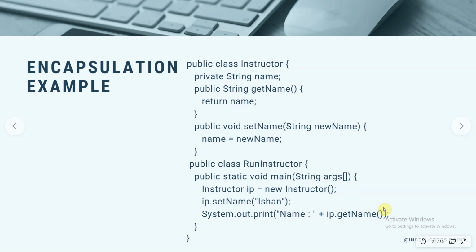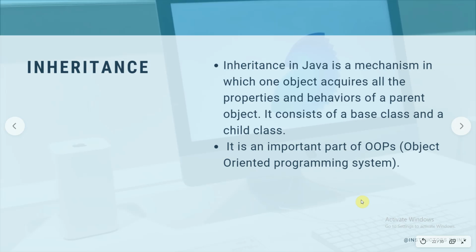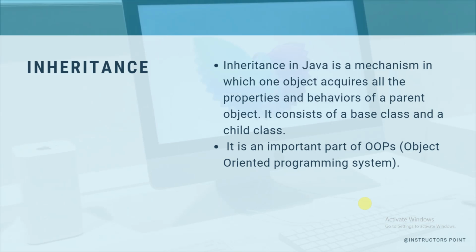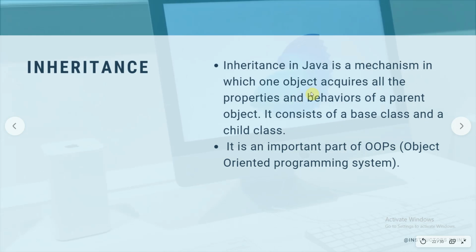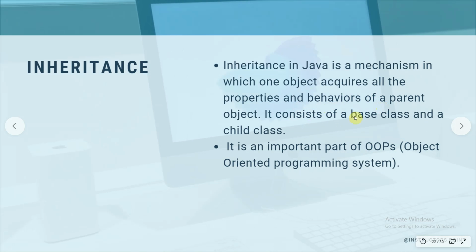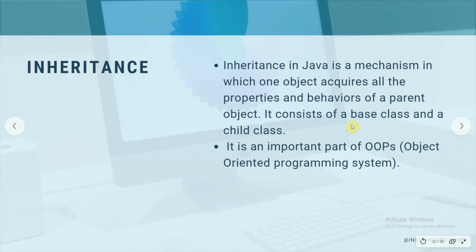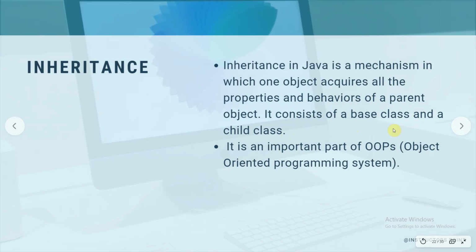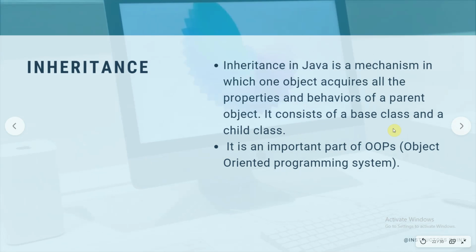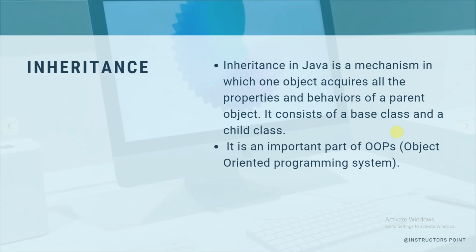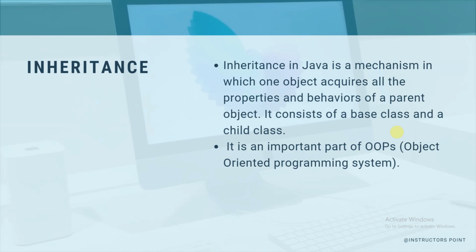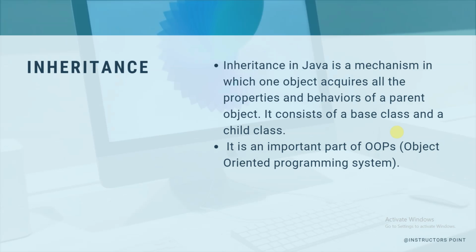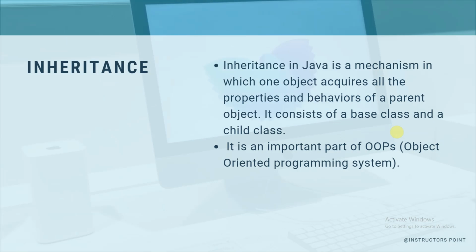Now let's look at what inheritance is. Inheritance in Java is a mechanism in which one object acquires all the properties and behaviors of a parent object. It consists of a base class and a child class. In inheritance we have two or more classes, and if one class wants to inherit the properties of the other class, then the concept of inheritance comes in.